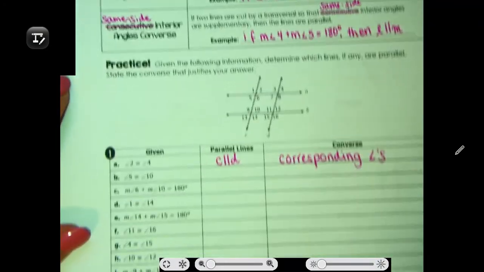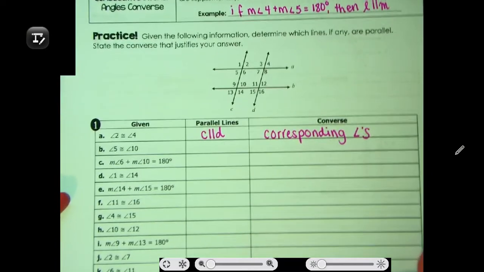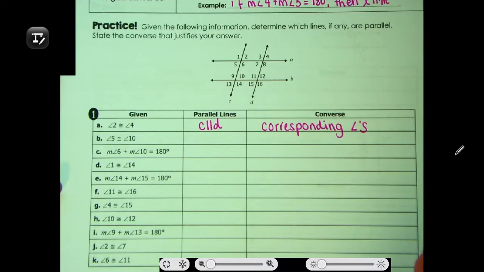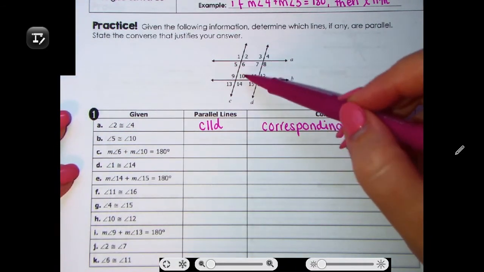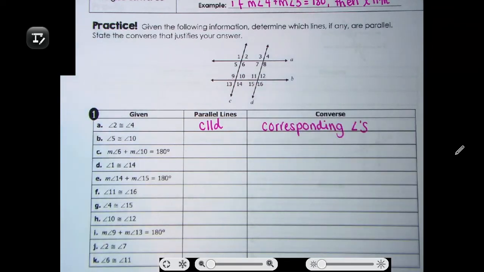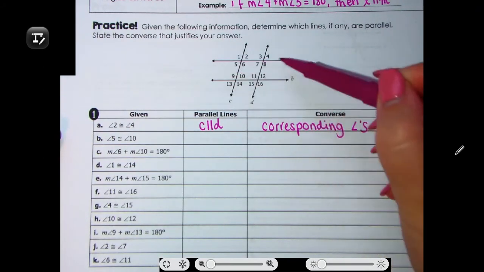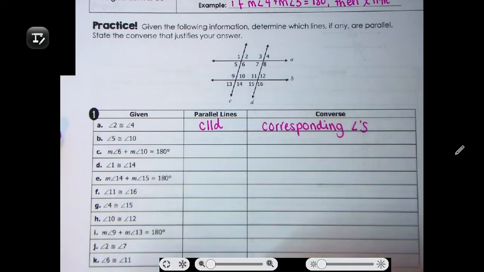Make it a little brighter. Okay. So let's look at another one. Angle 5 and angle 10. So which 2 parallel lines are those on? They are on this line and this line, so that's A and B.